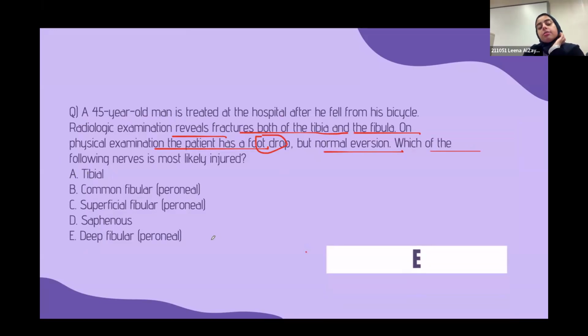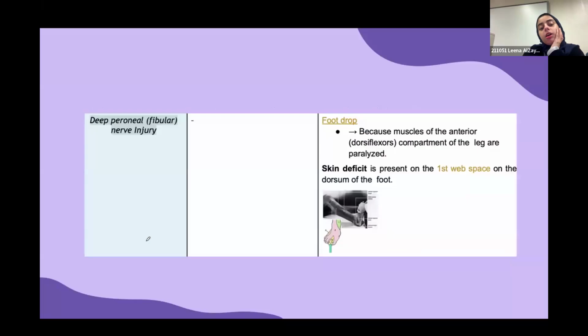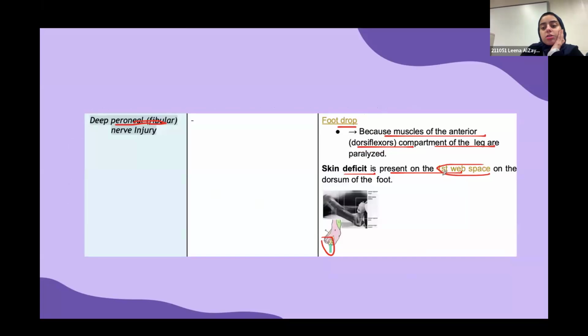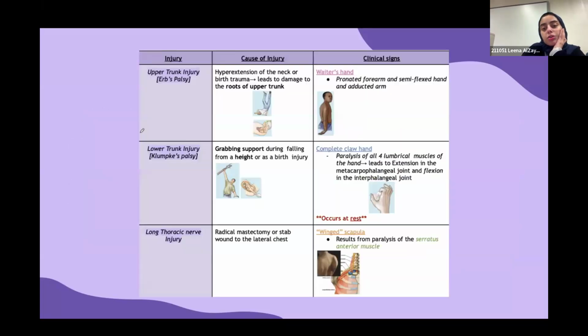It's actually E, it's the deep fibular. Exactly. So the deep peroneal or fibular nerve is causing the foot drop because the muscles of the anterior dorsiflexion compartment of the leg are paralyzed. Skin deficit is present on the first web space, so over here. And I think they mentioned here specifically that, oh, they didn't mention that there is loss of the skin sensation. But yes, this is the deep peroneal nerve injury.